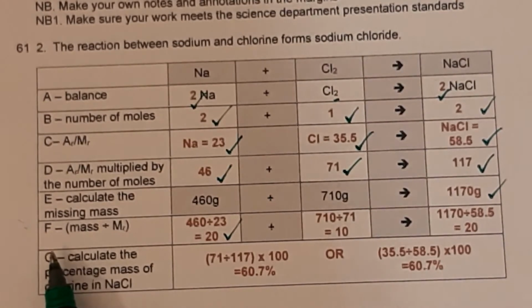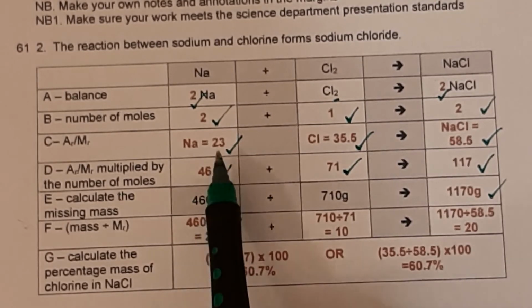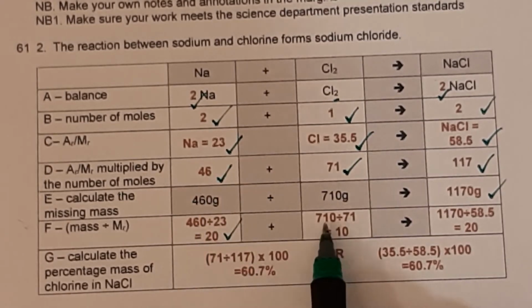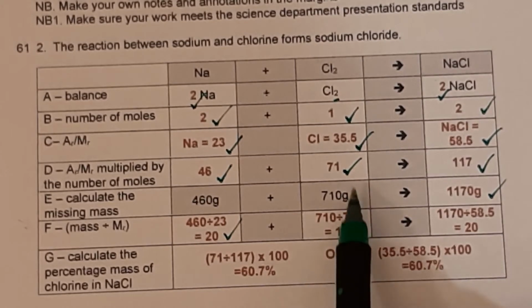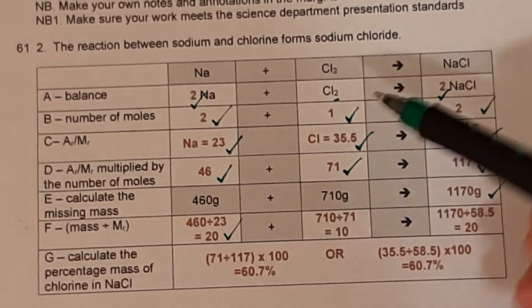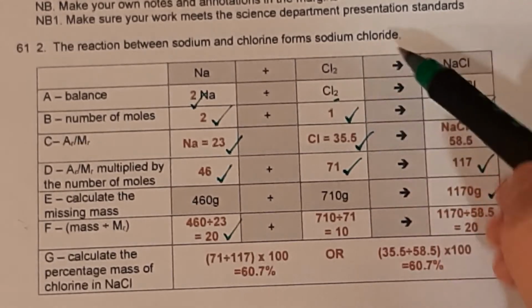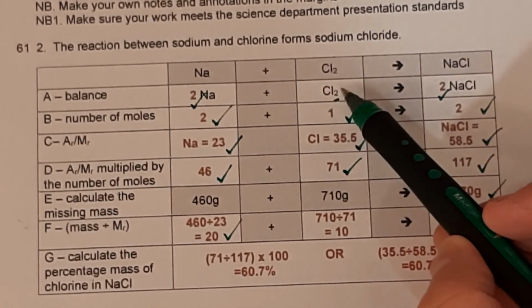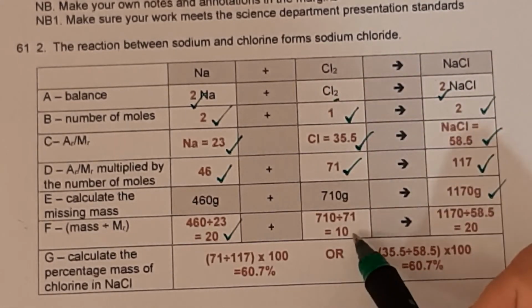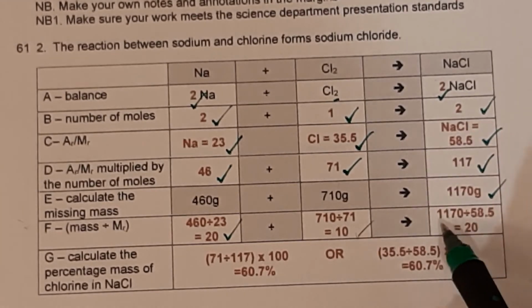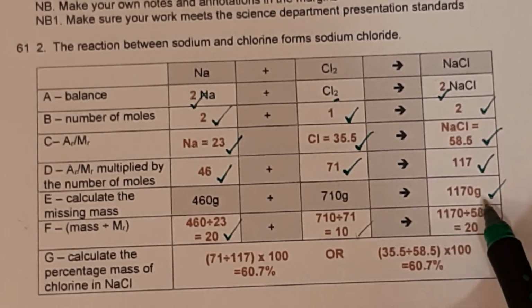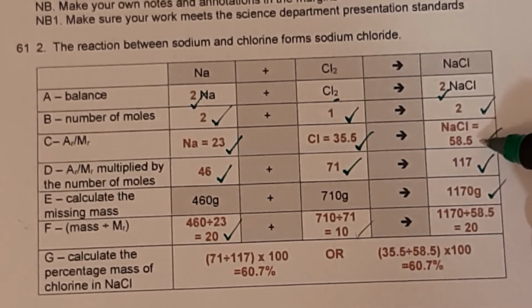So to calculate F, the number of moles that were actually produced or reacted, we do the mass, 460, divided by the relative atomic mass of 23 to give us 20. 710 grams divided by the 71, which is the relative atomic mass of diatomic chlorine. Remember, there are 2 of them, so you must do twice the number, which gives us 10. And then for sodium chloride, it is the 1170 grams divided by 58.5, and that gives us 20 moles.